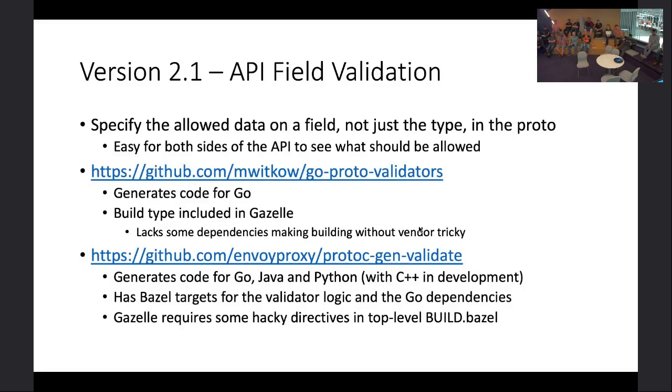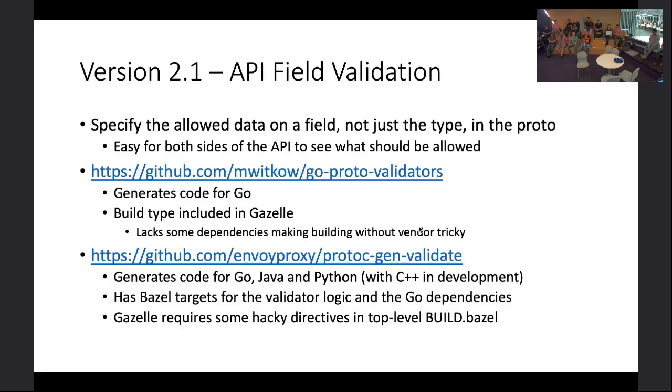And they have their own Proto-C validation generator. The difference between this and the first one is that it actually generates code across languages. So you get validators for Go, Java, and Python. By default, there's an active project on C++ to also provide a .validate method in C++. And today it has native support for Bazel.